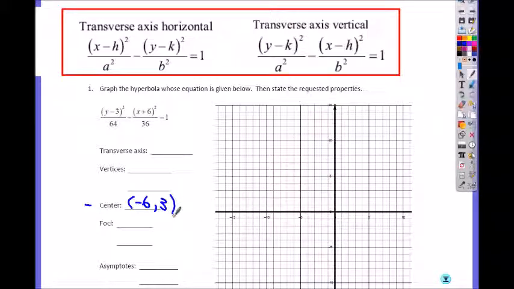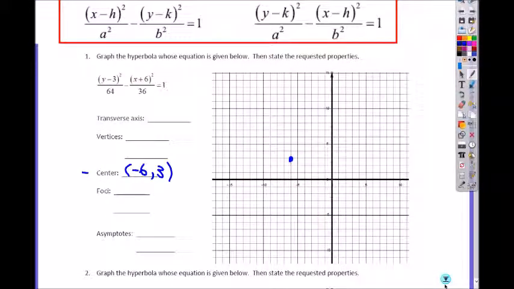So this time, x is on the right-hand side, y is on the left-hand side, but on the coordinate, you write x comma y. So negative 6 and 3 is your center. What is your a? Square root of 64 is your a, which is 8. And it's under y, meaning that's how much you go up and down.